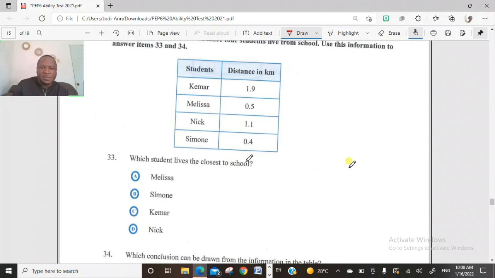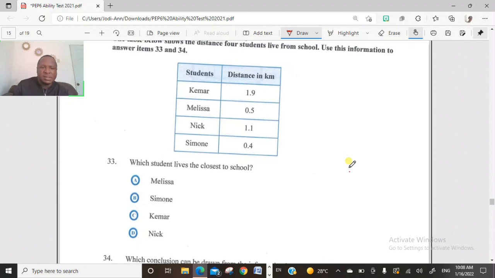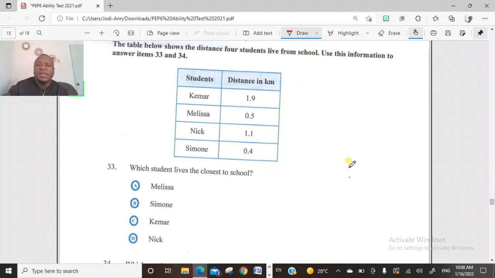Now looking back at the instruction, it says the distance 4 students live from school. So we are going to go closer to 0 for this person who lives closest to school. Closest to 0, 1.9 is out. All right, 1 point. So we're looking for the smallest value. The smallest value is 0.4, which that one would be Simone.